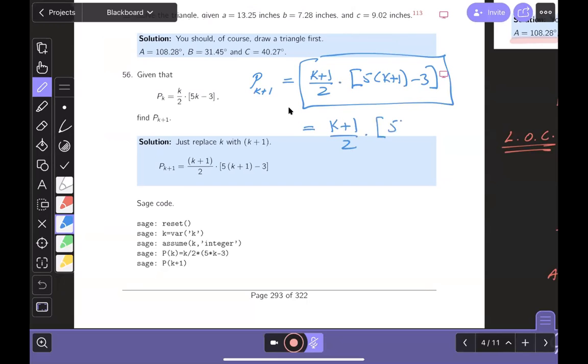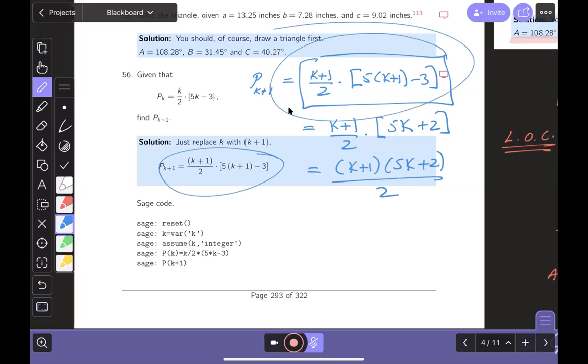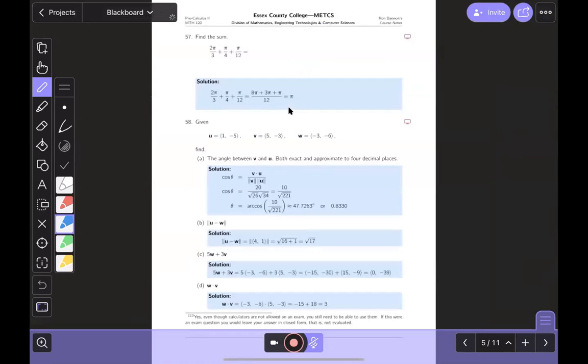That would be 5K plus 5 minus 3, which is plus 2. And if you want to write this further simplified, K plus 1 times 5K plus 2 over 2. I want to point out, look at the answer. This is the answer we're looking at. Let's go to the next page. That was easy.